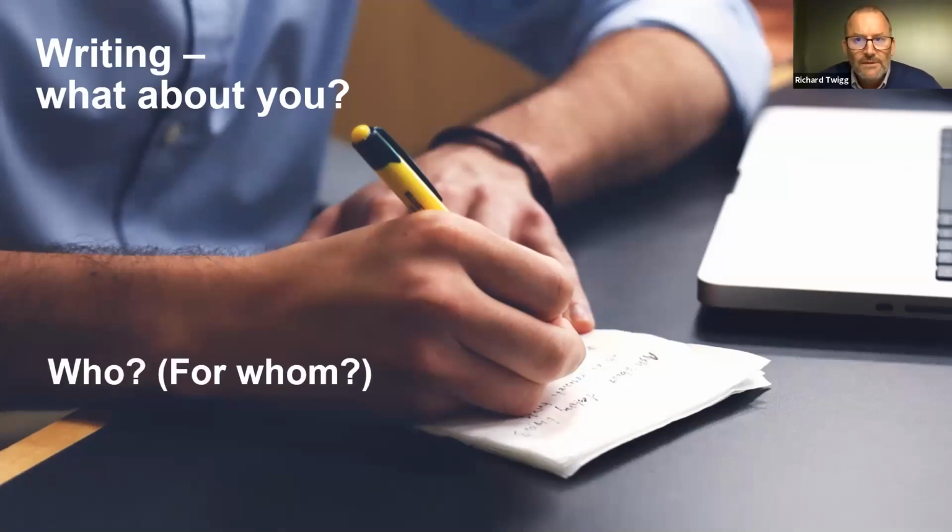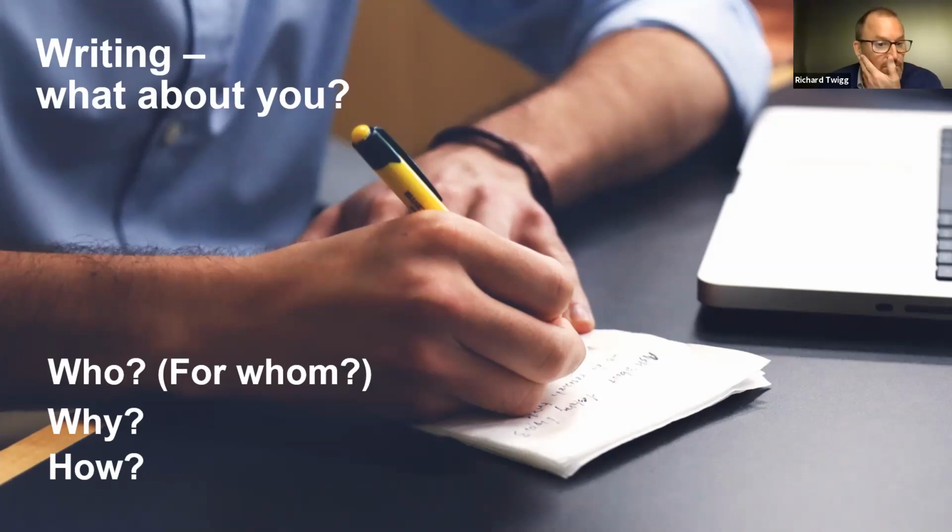Who or for whom you wrote. So think about who it was. Were you writing for yourself? Were you writing for somebody else? Writing on behalf of somebody else? Writing it for somebody else? Why were you writing? You must have had a reason. And how did you write this? Using pen and paper? Did you use a mouse? Did you use your keyboard? Did you use your mobile phone, etc.?